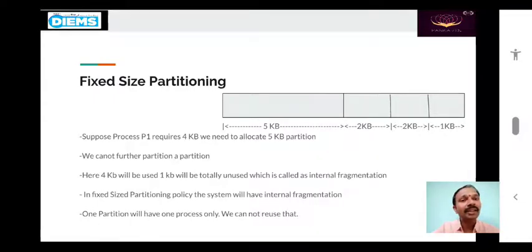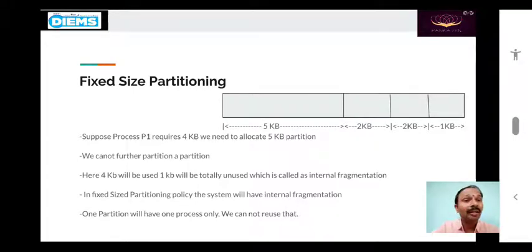Fixed size here means that the process may be of any different size, but the partitions are fixed, like 5 KB, 2 KB, 2 KB, 1 KB. So let us say there is a process less than 1 KB. It will get occupied inside the 1 KB partition. Let us say a 1.75 KB process. It will get occupied inside any of the 2 KB partitions, not required to go inside the 5 KB. So I mean to tell that this is fixed size partitioning.